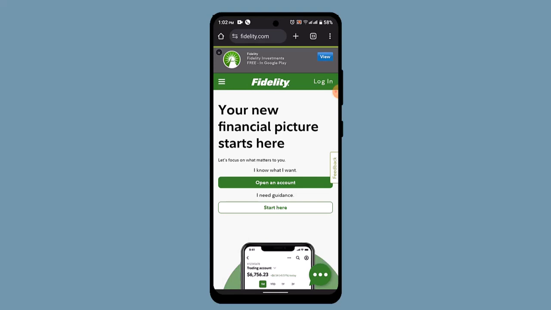Along with that, Fidelity also offers managed portfolios that are designed to align with your investment goals and risk. They offer various investment strategies and actively managed accounts.